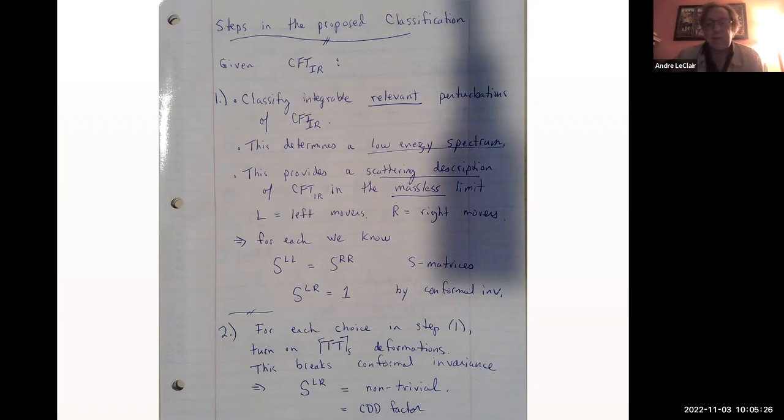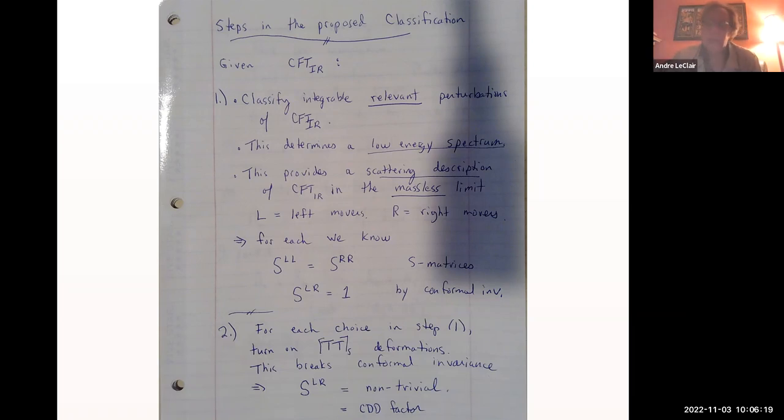Okay, given that, for every one of these integrable perturbations, now you start turning on TT-bar. That's going to break the conformal invariance, which means the left-right scattering is now going to be nontrivial. And we know from very early works in the subject that it leads to a CDD factor. One major lesson in this subject was that this CDD ambiguity was always somewhat confusing. The D's are for Dyson and Dalitz, and the C is for Castillejo. There was an ambiguity that was always kind of irritating.